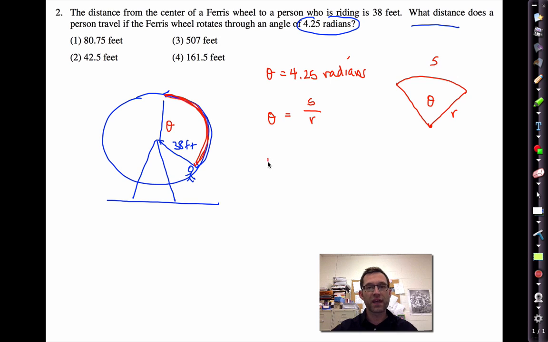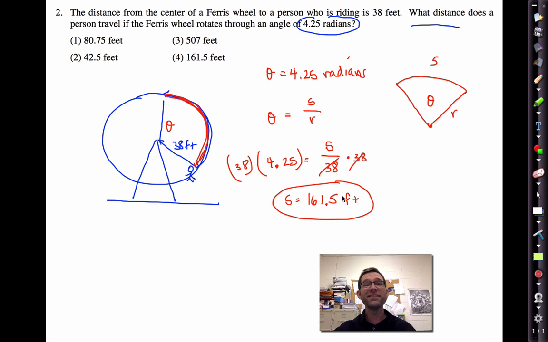Now what we're given in this case is we're given theta, it's 4.25 radians. We're looking for the arc length, that's the distance that we travel around a circle, and we know that the radius is 38 feet. So I can actually multiply both sides by 38 to figure out my arc length. 4.25 times 38 on my calculator gives me the arc length to be 161.5 feet.